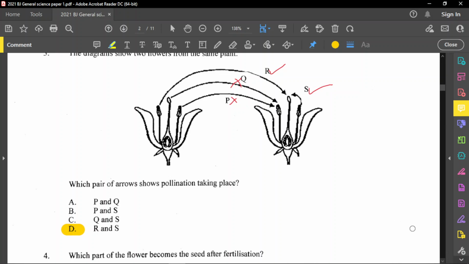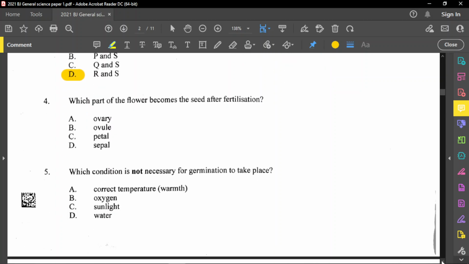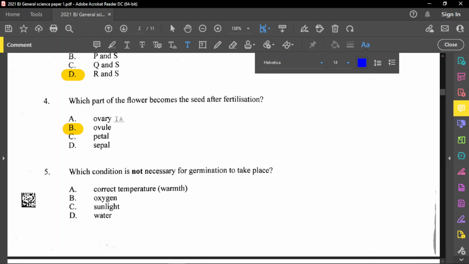Let's go to question number 4. Question number 4 is: which part of the flower becomes the seed after fertilization? The ovule forms seed. The ovary forms fruit. Okay, so ovary forms fruit, just to make a note of that. Ovary forms fruit. Ovule forms seed.